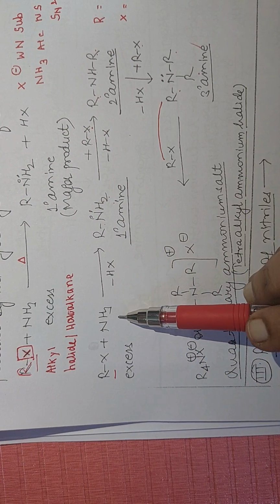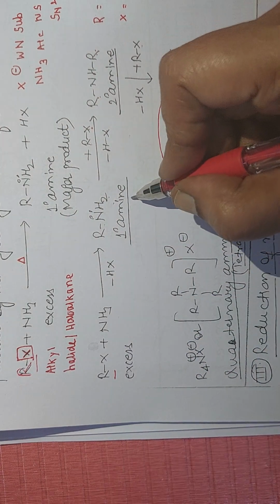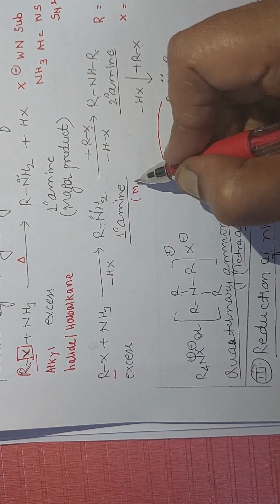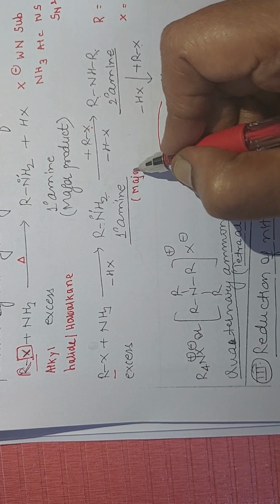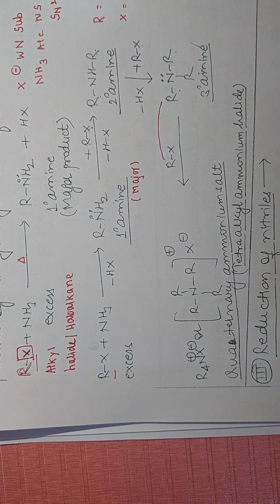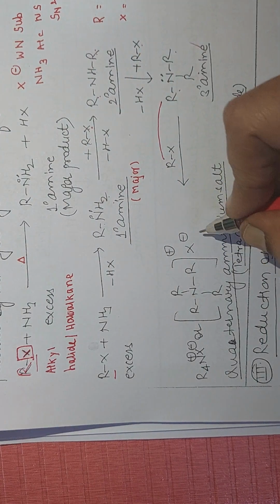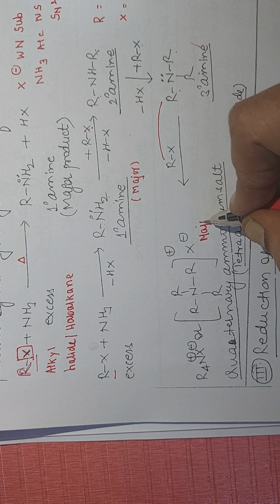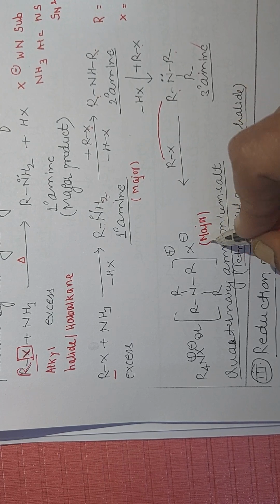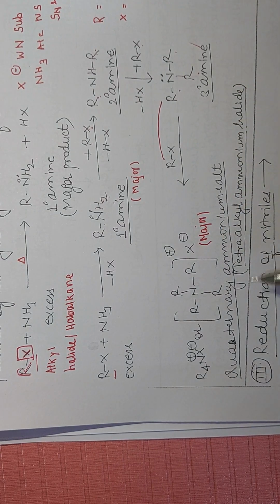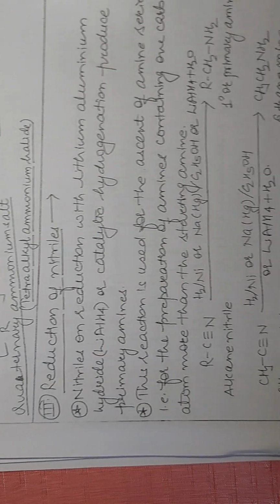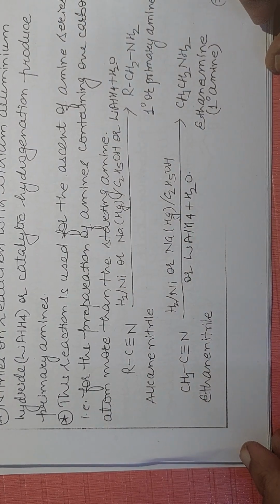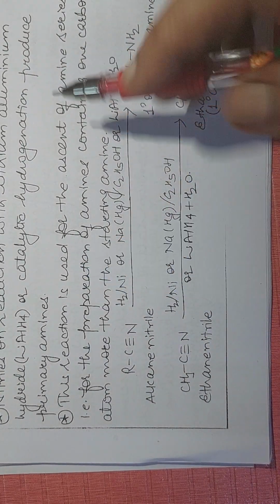If you use excess of ammonia, primary amine is the major product. If you use excess of alkyl halide or haloalkane, quaternary ammonium salt, which is used in soaps and detergents, is the major product. This is about Hoffman ammonolysis. Now let us go to the next method, reduction of nitriles.